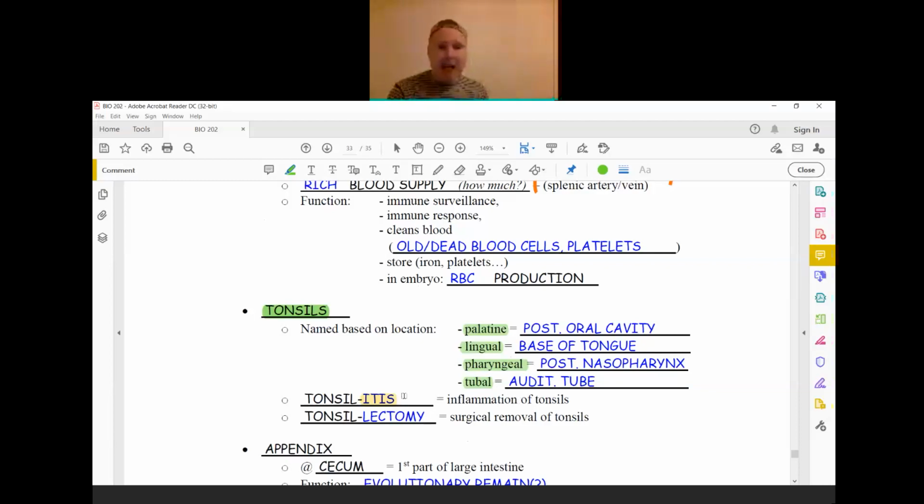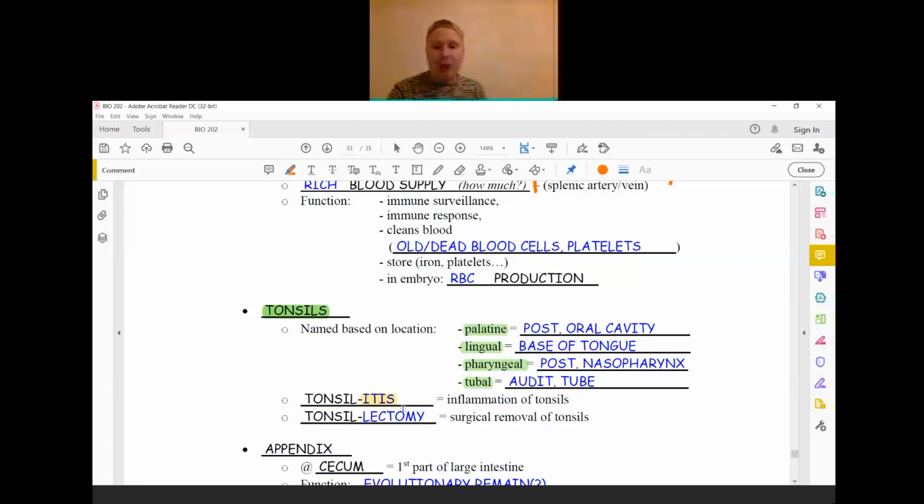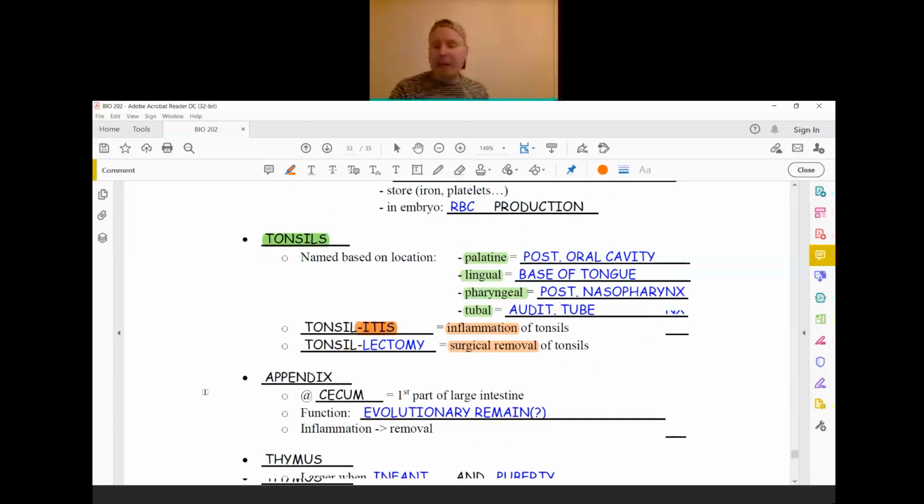If you have an inflammation of tonsils, of course, we talk about itis. So in this case, tonsillitis. And if you have repeated inflammation of the tonsils, you might need to have those removed surgically. That would be tonsillectomy. The next structure that I want to talk about is going to be your appendix.